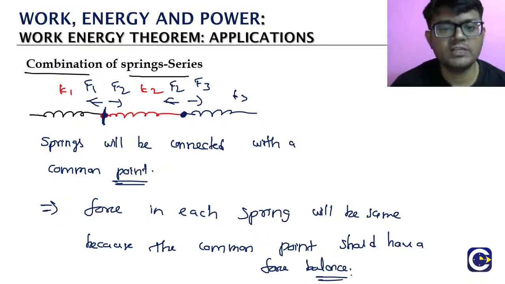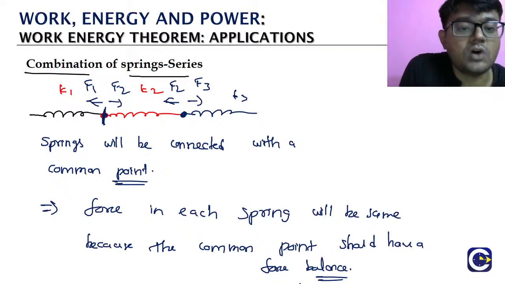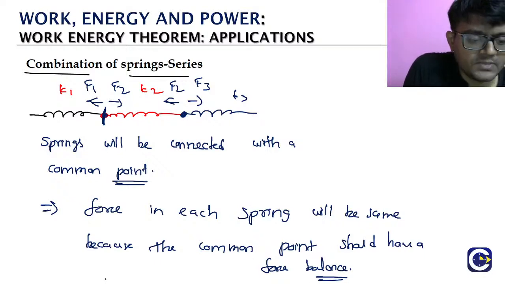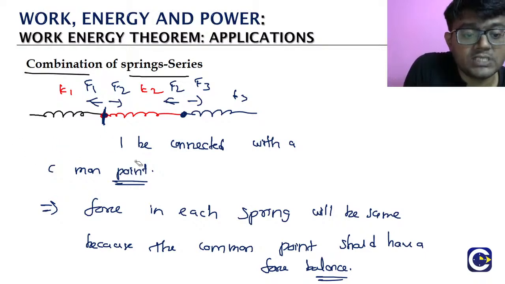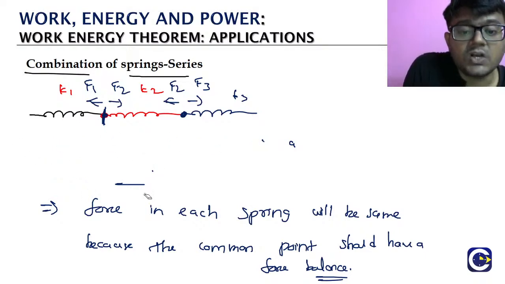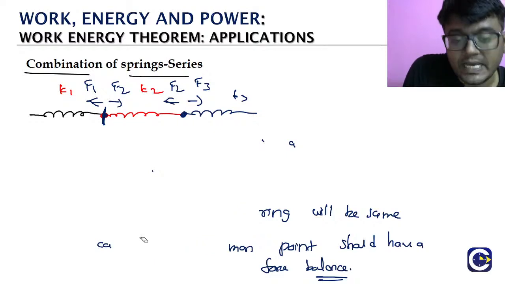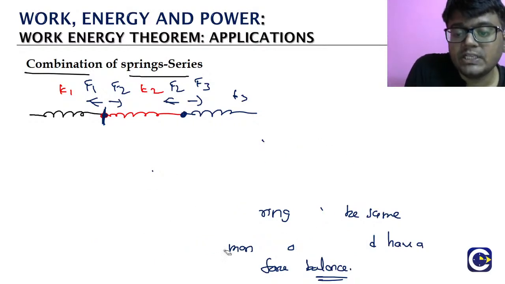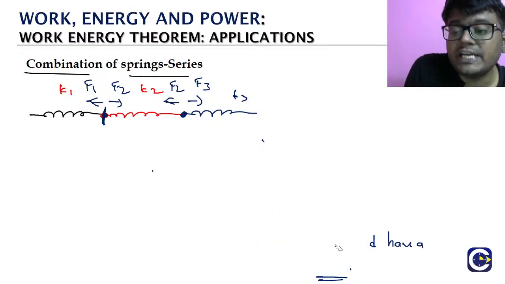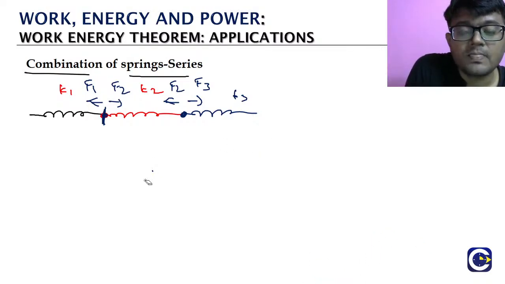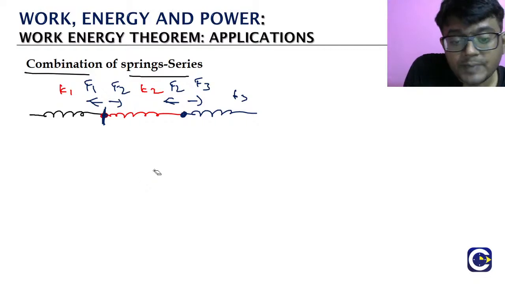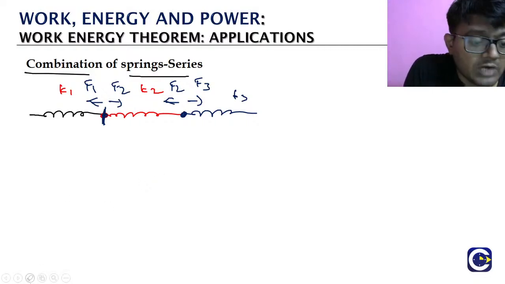Okay va? So when you have a series combination of springs, what is the thing about it? The common point should have the force balance. What does that mean? The force in each and every spring, let us say there are 5 springs in series, the force in spring 1 will be equal to the force in spring 2, and so on.